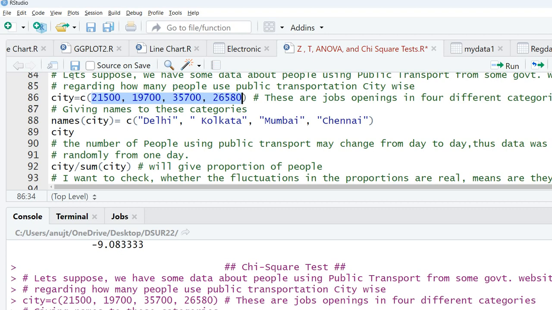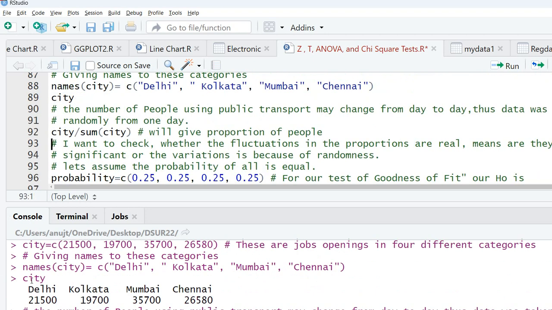And city-wise, what is the proportion? So what I'll do is, city-wise, I'll divide by the sum of the city. If I run this, now see, Delhi 20% of people overall out of 100%, Kolkata 19%, Mumbai 34%, and Chennai 25%. Okay, overall 100%. So I have taken the proportion.